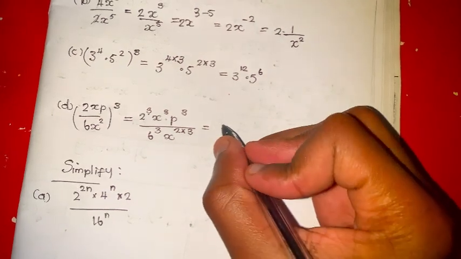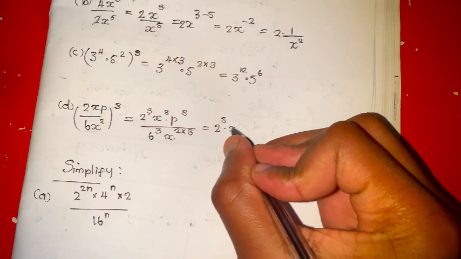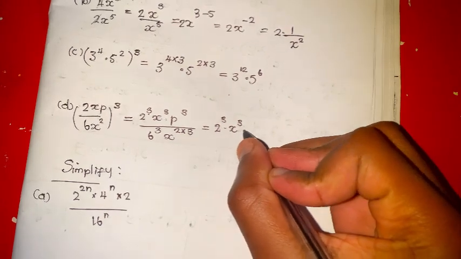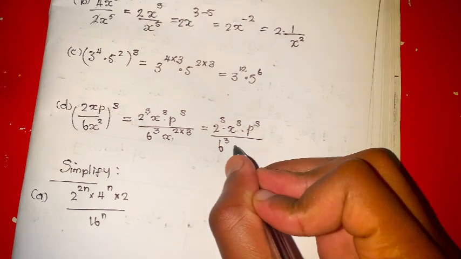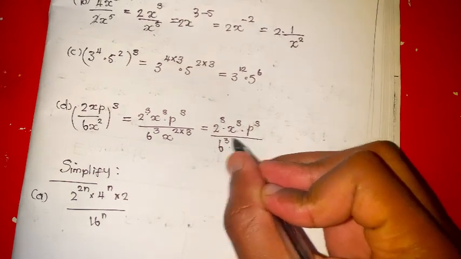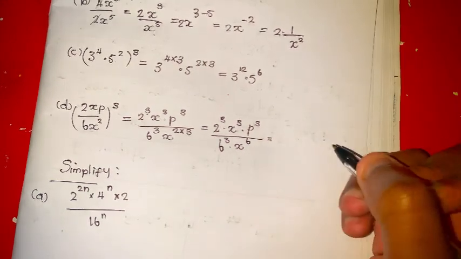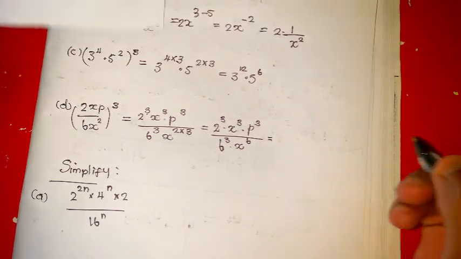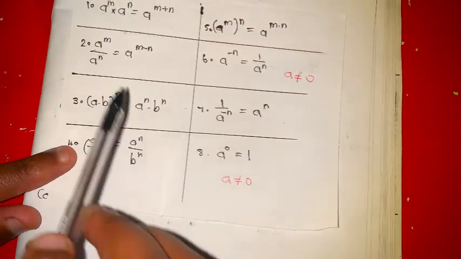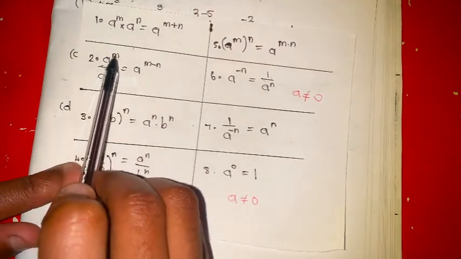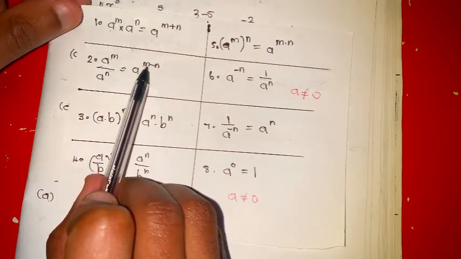This means that you will have 2 to the power of 3 multiplied by x to the power of 3 multiplied by p to the power of 3 over 6 to the power of 3 multiplied by x to the power of 2 times 3 is 6. So the law also says that when the bases are the same and you have the exponents and they're being divided, you can simply subtract the exponents.